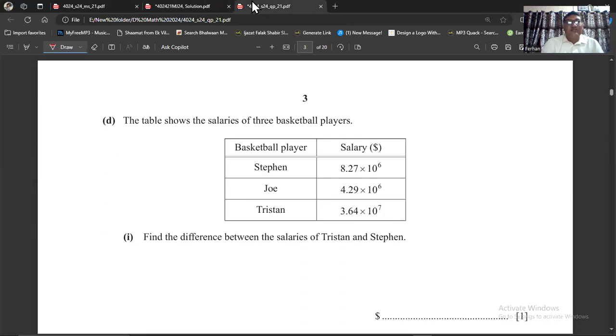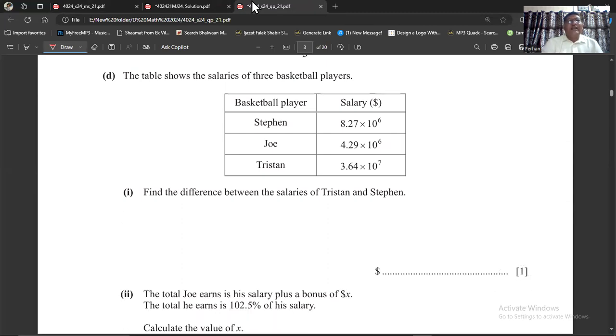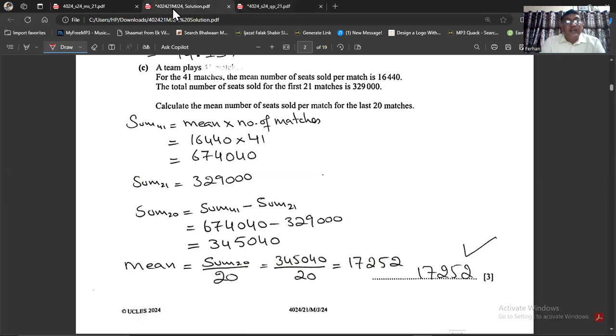Now we are going to the next question. The question is question number 1, and it's the D part. He says the table shows the salaries of the 3 basketball players. So Stephen's salary is 8.27 x 10^6, Joey's salary is 4.29 x 10^6, and Tristan's salary is 3.64 x 10^7. He says find the difference between the salaries of Tristan and Stephen. So Tristan's salary is this, Stephen's salary is this.